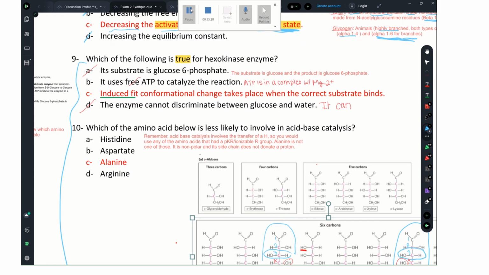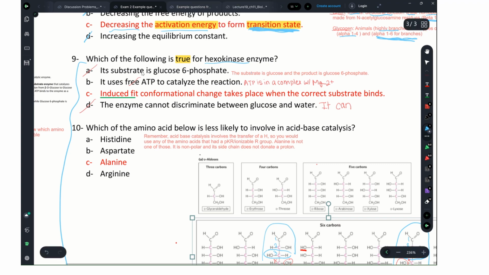Number 9, which of the following is true for hexokinase enzyme? So Professor Dudagachi covered about 3 enzymes in lecture, so hexokinase was one of them. So they're looking for true. So let's go to A. Its substrate is glucose 6-phosphate. So this is false. For hexokinase enzyme, the substrate is glucose and the product is glucose 6-phosphate.